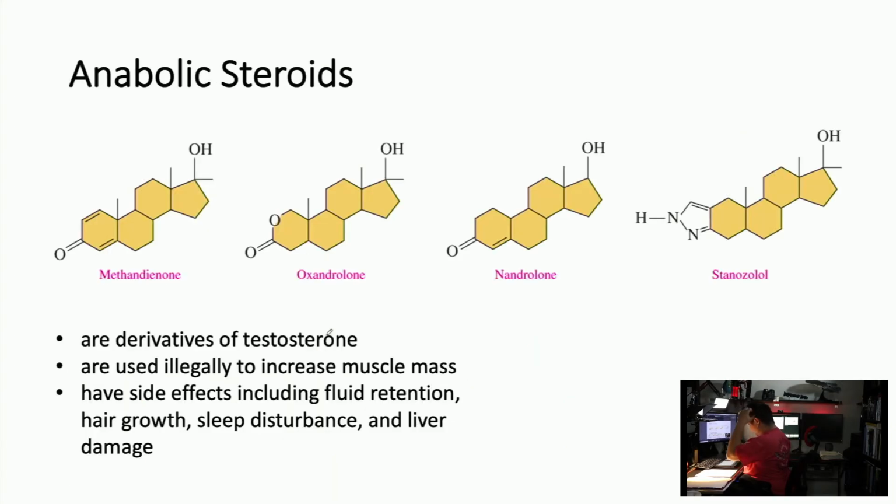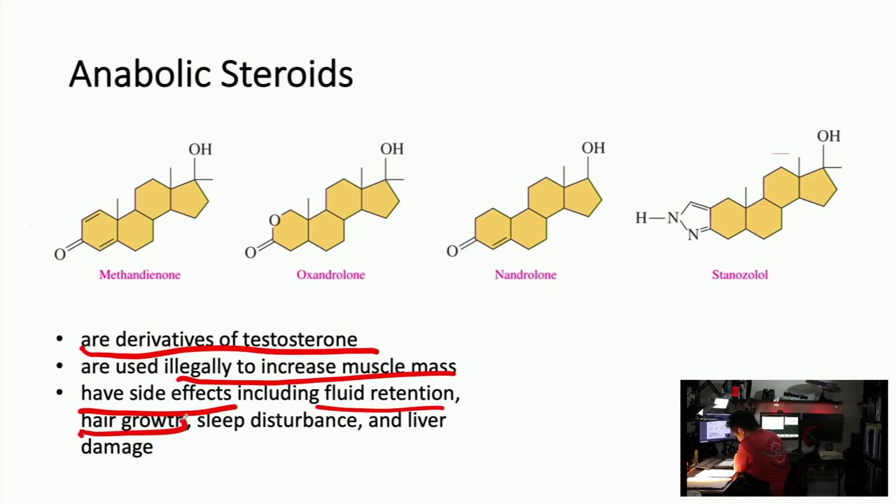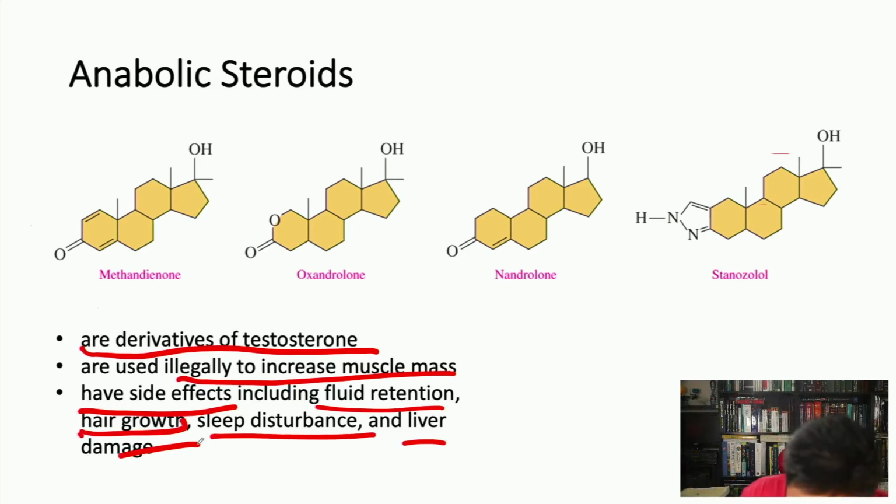So then we have the anabolic steroids, different from the hormone steroids, right? Or the steroid hormones. And these are actually all derivatives of testosterone, and they're illegally used to increase muscle mass, but they have bad side effects like fluid retention, weird hair growth, sleep disturbance, and liver damage, right? But again, these are all just steroids, A, B, C, and D, right?